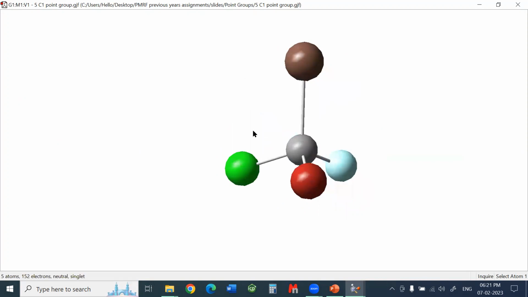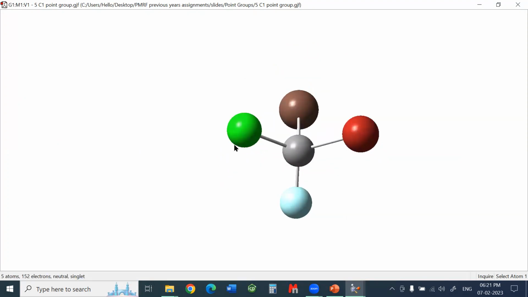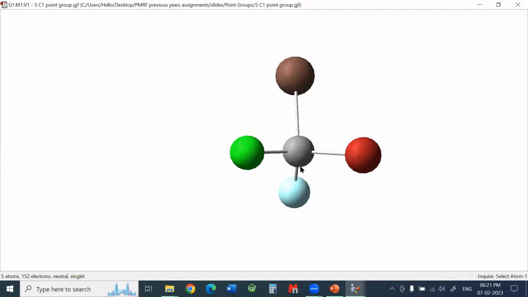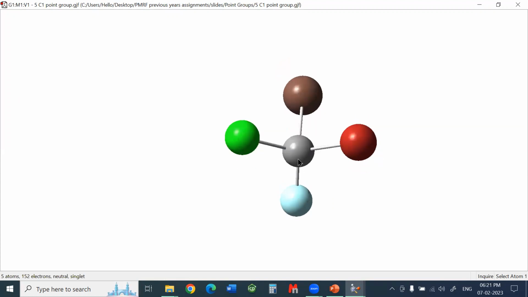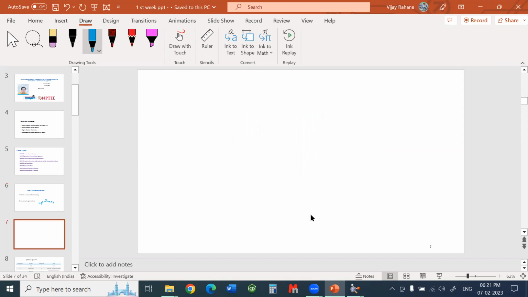Means if we interchange these two groups, like red and green, the structure will not be exactly the same. This is because of the chirality in the molecule. So this is why stereochemistry is more important in the case of organic molecules.